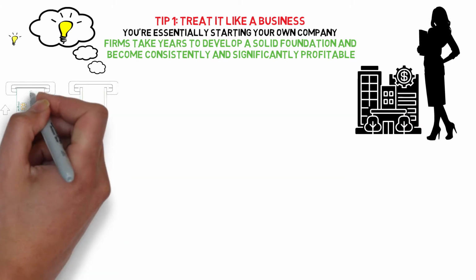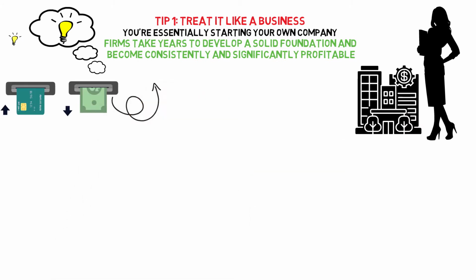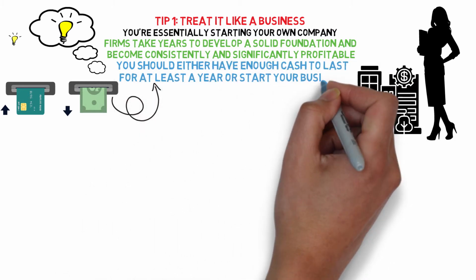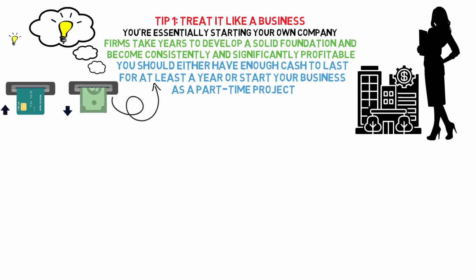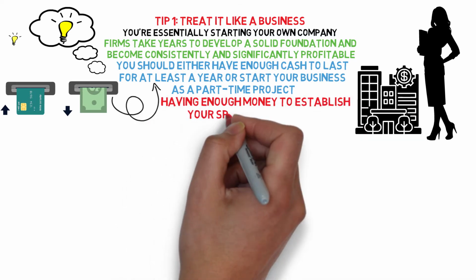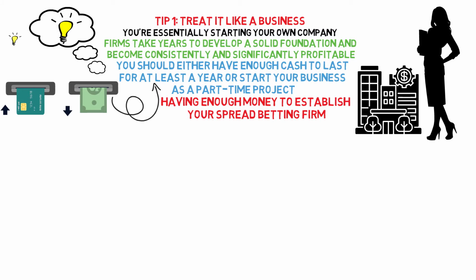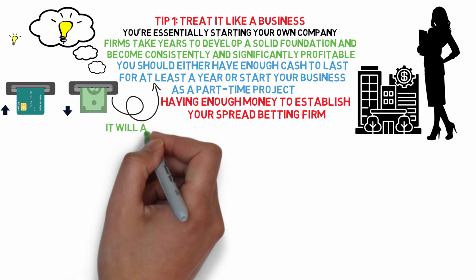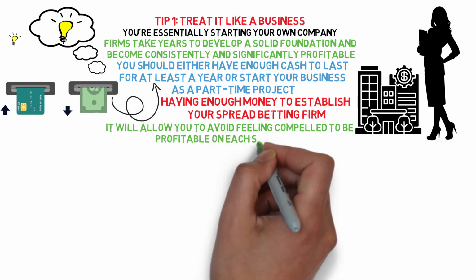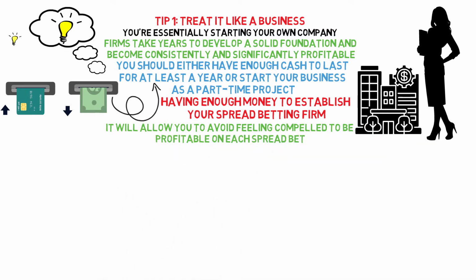As a result, before withdrawing any money from your spread betting firm, you should either have enough cash to last for at least a year or start your business as a part-time project while still having access to another source of revenue. Having enough money to establish your spread betting firm is likely to assist you achieve success, since it will allow you to avoid feeling compelled to be profitable on each spread bet trade from the word go.